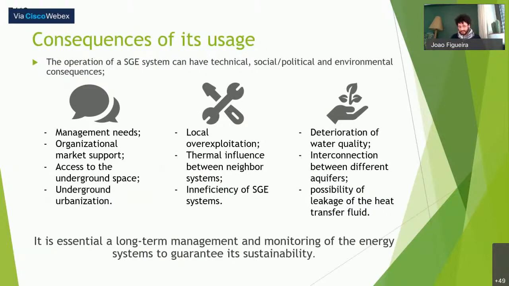And the underground space is being more and more exploited in big urban centers. So we need to manage this, the underground space and the underground resources. We need also organizational market support for the technology itself. We need the access to the underground space to be managed and controlled. And we need to look at underground urbanization. It is a recent focus that is increasingly important in urban centers.